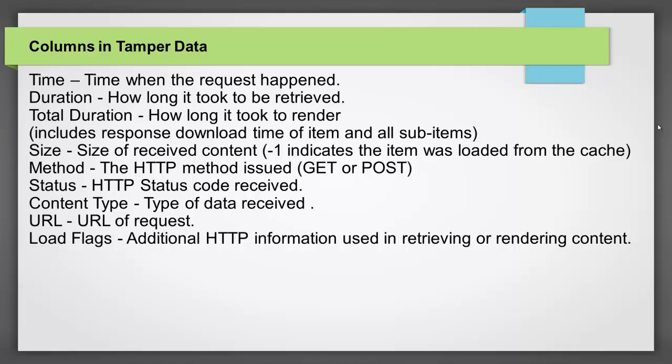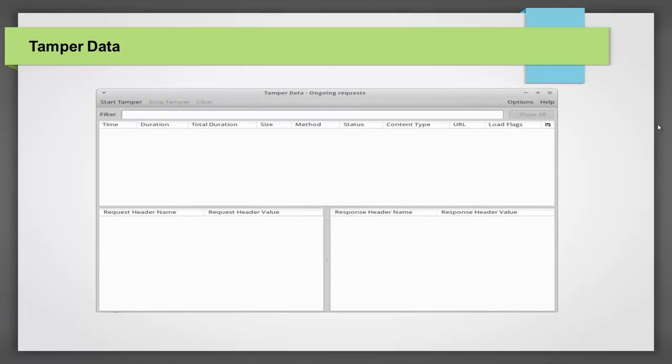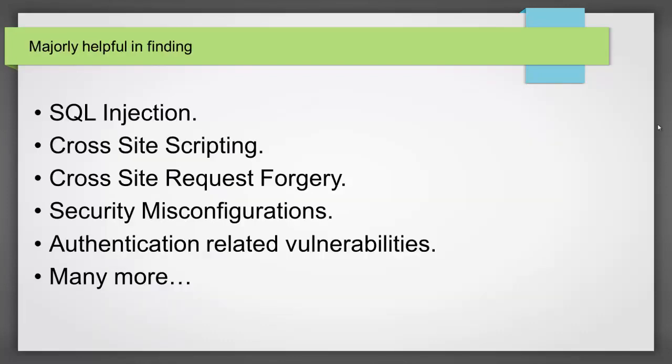This is completely theory, but we really need to know all of this before going ahead and performing our demo. This is how Tamper Data actually looks. We can see here the various different columns that are present in Tamper Data. This particular Mozilla Firefox add-on is majorly helpful in finding SQL injection, cross-site scripting, cross-site request forgery, most of the security misconfigurations, authentication related vulnerabilities, and plenty of other vulnerabilities as well.